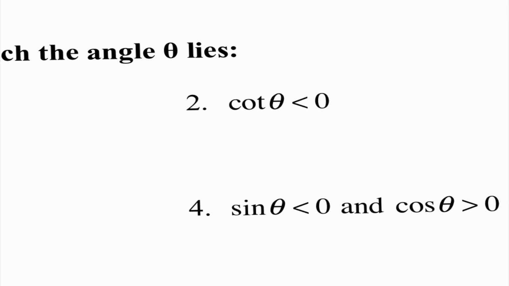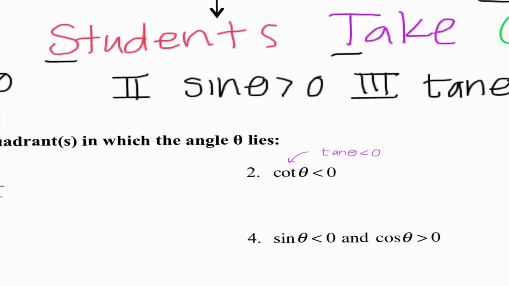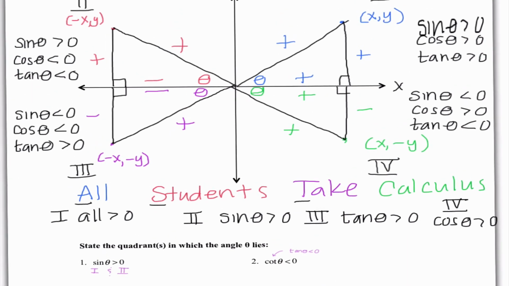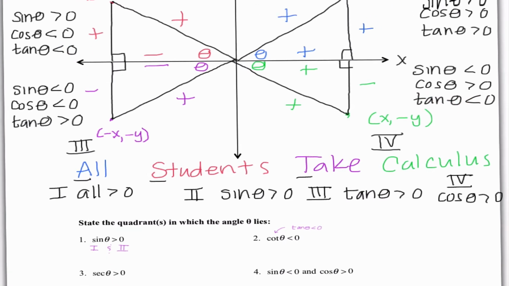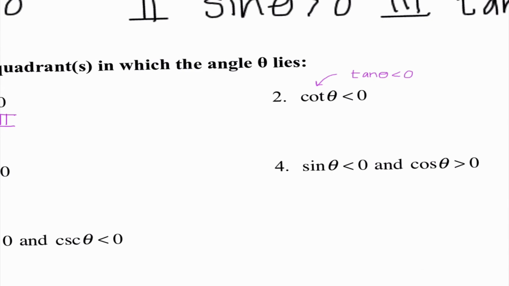Okay, the next one says cotangent of theta is less than 0. And you may be thinking, shoot, we never talked about cotangent. But I know that cotangent is the reciprocal of tangent. So I need to look and see what quadrants tangent is negative in. So let's kind of zoom out again here. And if I look, tangent is negative in quadrants 2 and in quadrant 4. So I'm going to go ahead and write that my answer is quadrant 2 and quadrant 4.